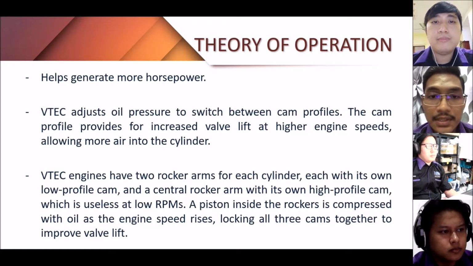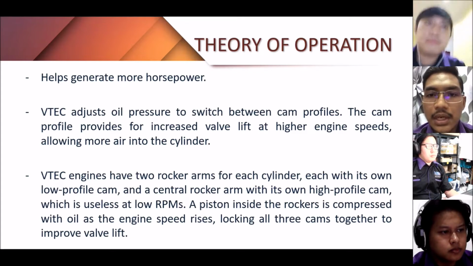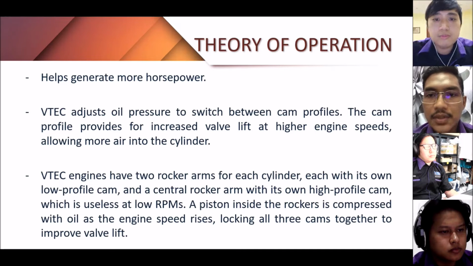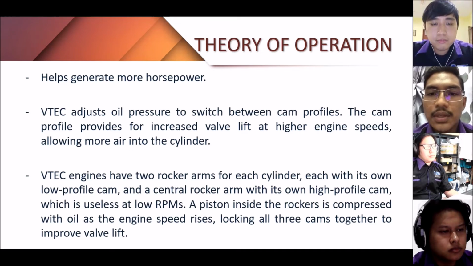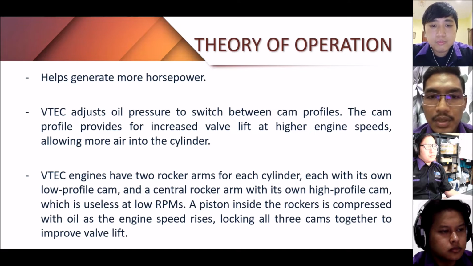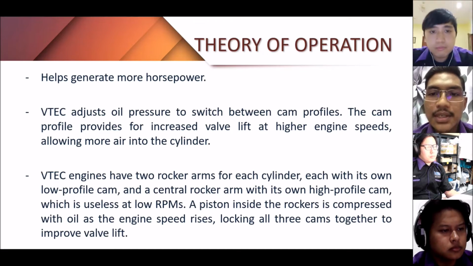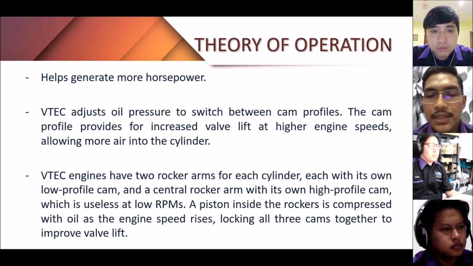And thirdly, VTEC engines have two rocker arms for each cylinder, each with its own low profile cam, and a central rocker arm with its own high profile cam, which is useless at low RPMs. A piston inside the rocker is compressed with oil as the engine speed rises, locking all three cams together to improve valve lift.